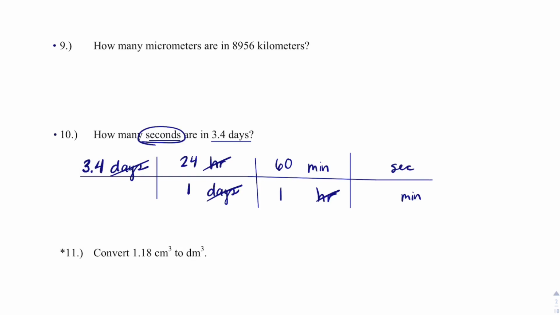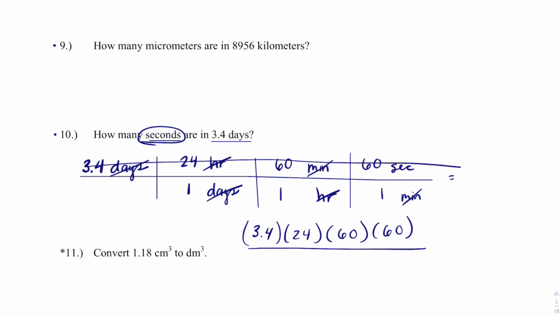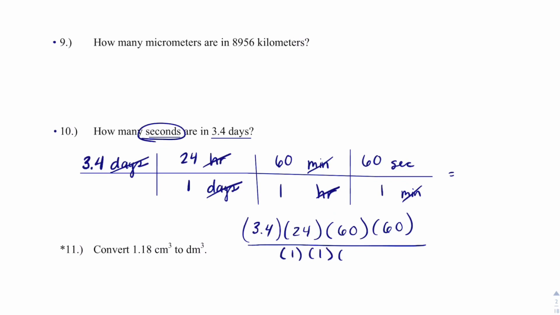I don't know how many minutes are in a second, but I know how many seconds are in a minute. And so what I'm going to end up with here is my minutes have canceled. I'm going to get 3.4 times 24 times 60 times 60. I've hit my numerator. Now I have all these ones in my denominator, which will mathematically not change anything, but I'm going to write them down because they're not always 1.